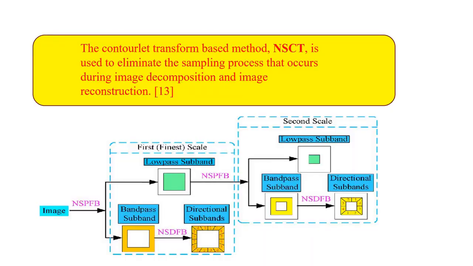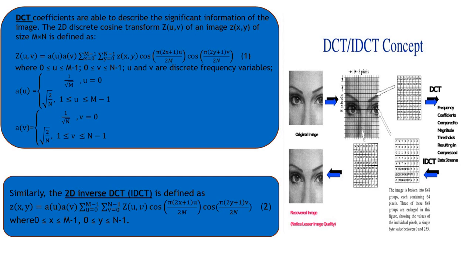NSCT decomposes the images in the form of contour segments. Therefore, it can capture the geometrical structure of an image more efficiently than other existing wavelet techniques. Here, a flowchart of NSCT is presented, which shows it is an amalgamation of a non-subsampled pyramid and a non-subsampled directional filter bank. Here, DCT converts an image into its equivalent frequency domain by partitioning the image pixel matrix into blocks.